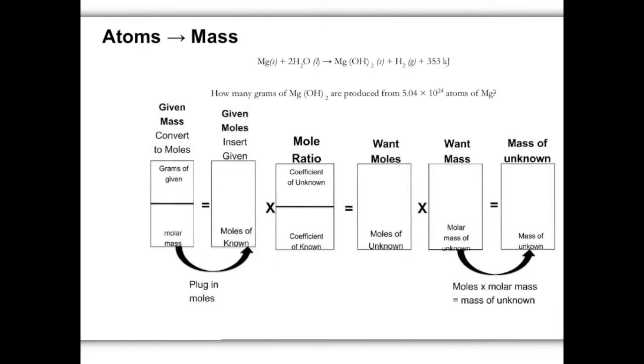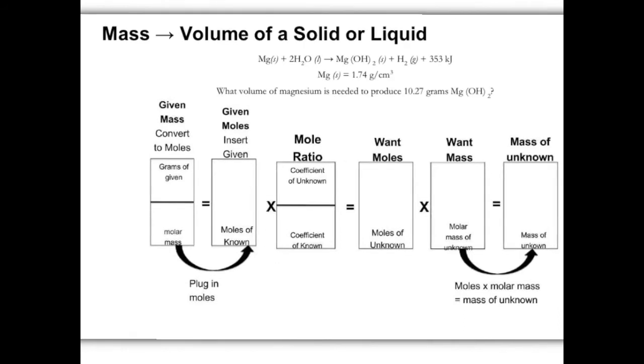Going from mass to volume of a solid or liquid. Okay, so this is slightly different because we need to use density in order to solve this. We're going to start out like any other mass stoichiometry problem. We're given 10.27 grams of magnesium hydroxide, which we found in the last problem has a mass of 58. Divide those two numbers together and you get 0.1771 moles.